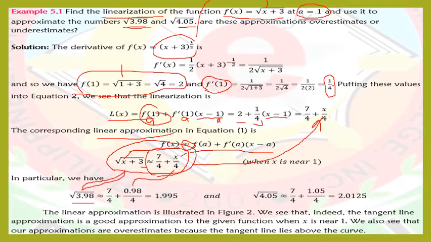Kung square root of 4.05 naman, the same pa rin yung gagamitin natin na formula. Ano yung value ni x na mag-a-add kay 3 para maging 4.05? So, di ba ang value ni x na mag-a-add kay 3 para maging 4.05 is 1.05. So, that's why yung x natin dito, class, napalitan siya ng 1.05. So, that is equal to 2.0126.